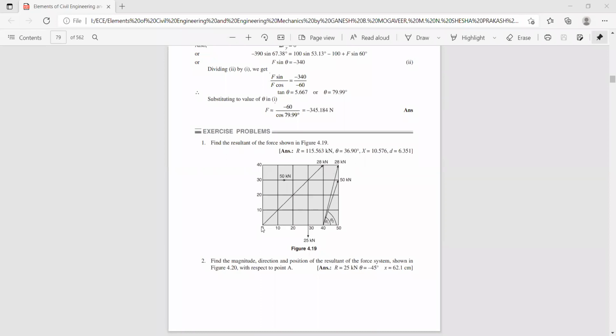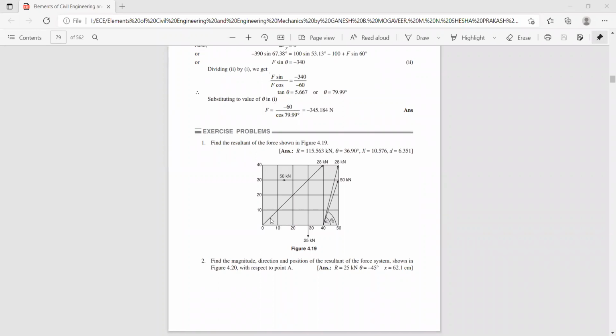First select the reference axes. Let us call this point A, this B, this C, and this D. First select the reference axes x and y. Here in this problem, the 50 kilonewton force makes an angle theta 1 with respect to the x-axis, this is theta 2, and this is theta 3. These three angles we have to find.